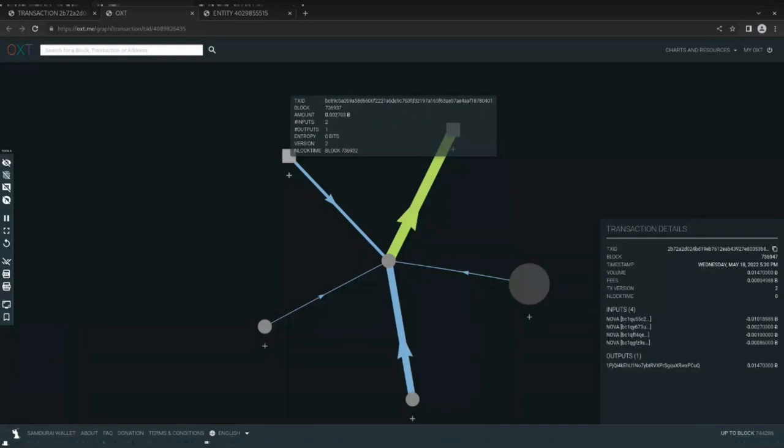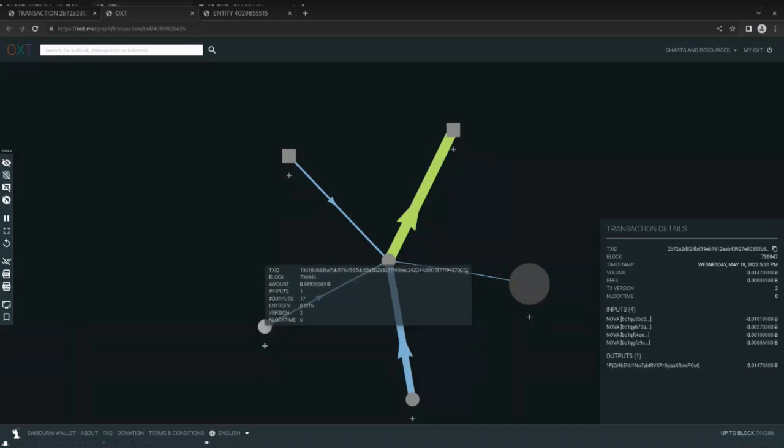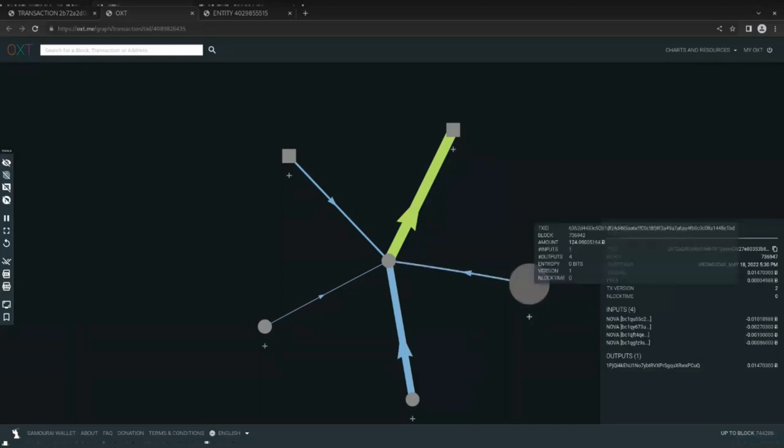So if we hover over this transaction, we see that the version number is 2 and the lock time is set to basically the block height. Going to this transaction, we've got version 2 and a lock time of 0. And going to this other transaction, we've got version 1 and a lock time of 0. And so the version numbers, I believe, yes, the version numbers are represented by different shades of gray. Version 1 is darker than version 2. And the lock times are represented by different shapes for the transactions.